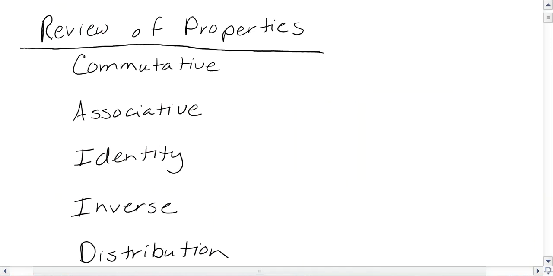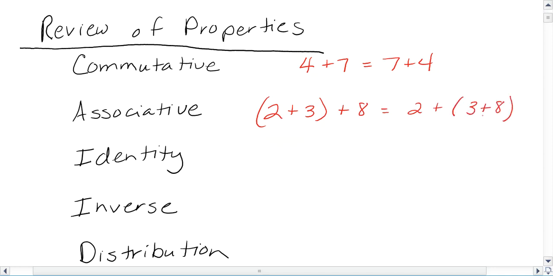Now I'm going to do a quick review of something that is not on your summer packet, but you're going to be responsible for it, and it's something you already know. The properties. The commutative property is the property that talks about order. In other words, 4 plus 7 is the same as 7 plus 4, and multiplication is also commutative. Associative is the grouping property, which says that if you take 2 plus 3 first and then add 8, that's the same thing as if we regrouped it and added the 3 and the 8 together first and then added the 2.